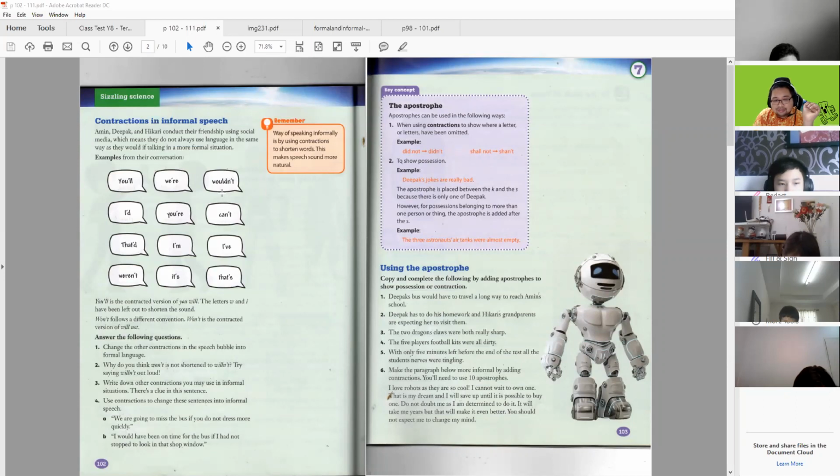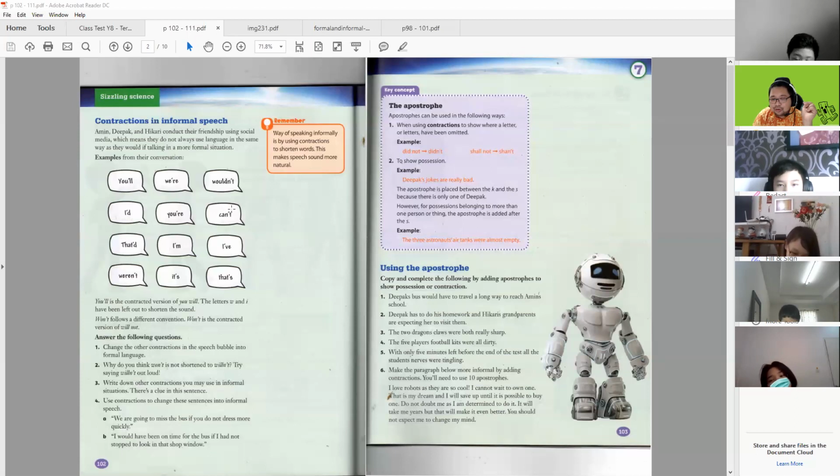Wouldn't. Would not. Right. But we're, okay, "were" can be "we are" or "we were." Okay. How about this one? I'd. I would or I had. Okay. You're. You are. Okay. "Your" can be what? You are and you were. Very good. Right.